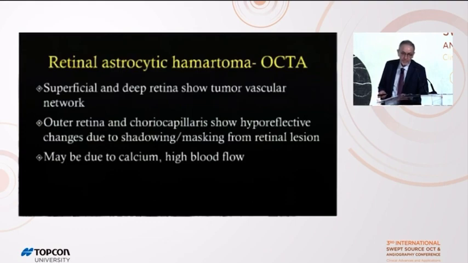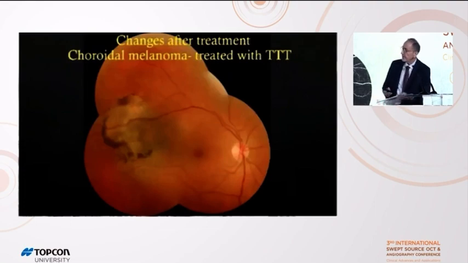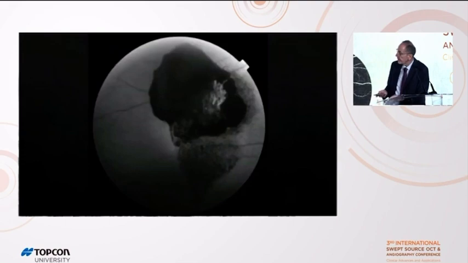So I already talked about this slide. And finally, I would like to show a few examples for changes after treatment. This is a patient with choroidal melanoma treated with transpupillary thermotherapy. This lesion was located outside the fovea, and we chose to treat it with TTT, 3 sessions, spaced 3 months apart. And this is the autofluorescence imaging after treatment.